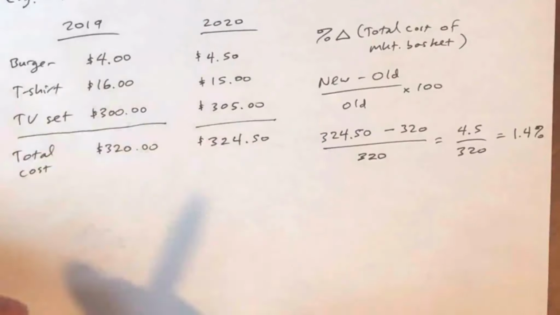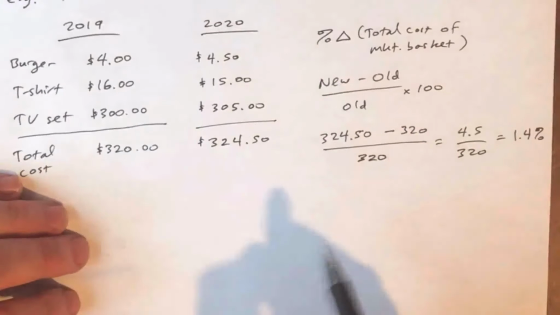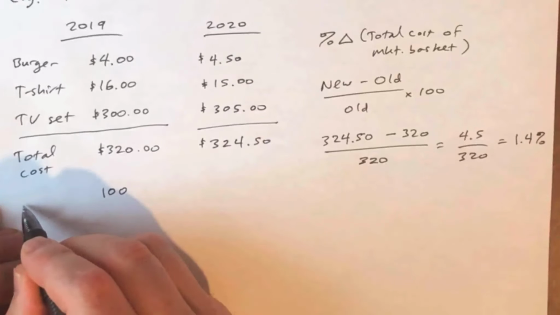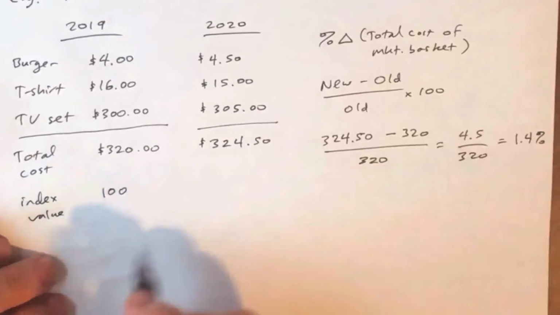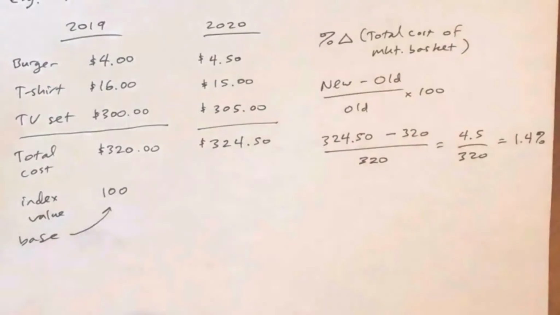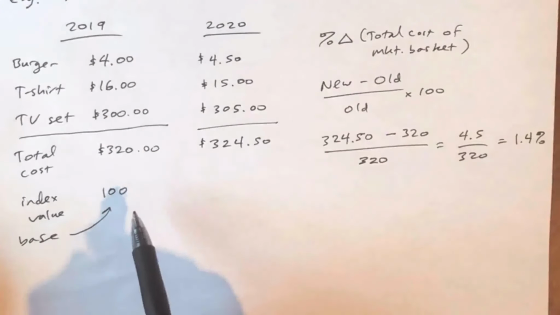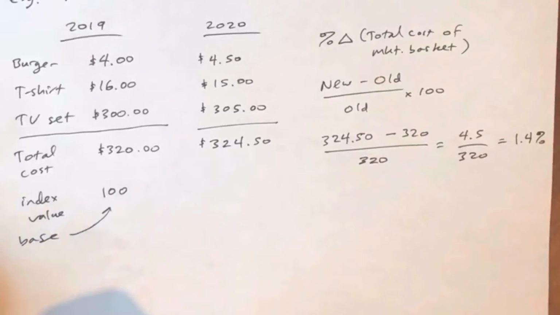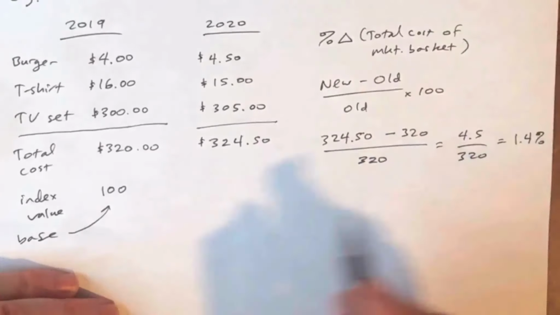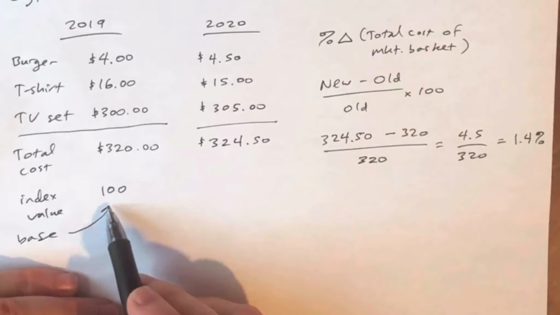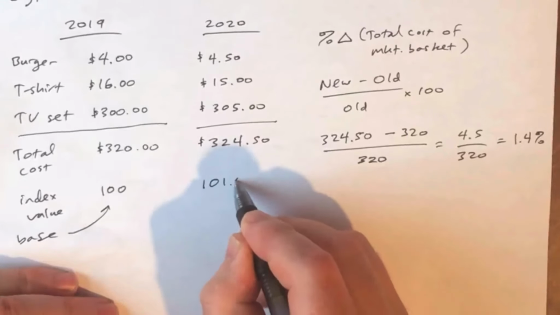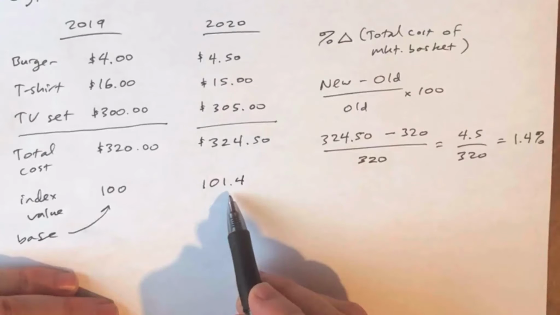Now, by convention, by tradition, the way that we make this a little more usable is we create an index value. The index value is going to have a base, and the base of an index is always 100. So rather than saying this costs $320, we're going to say the index value of it was 100 in 2019. Then we can see the percentage change. This is very easy when we start with 100, which is the reason why we start at 100, because we can see quite clearly the percentage change: we go from 100 to 101.4.